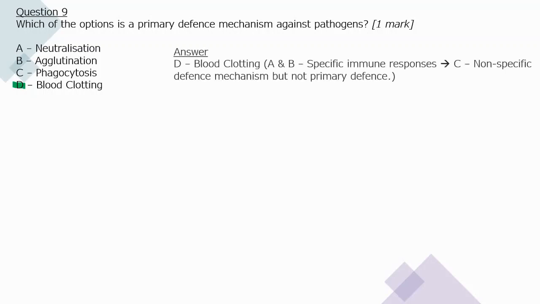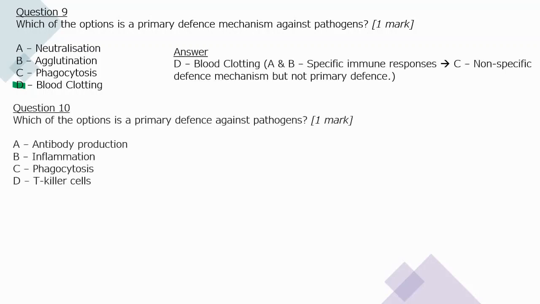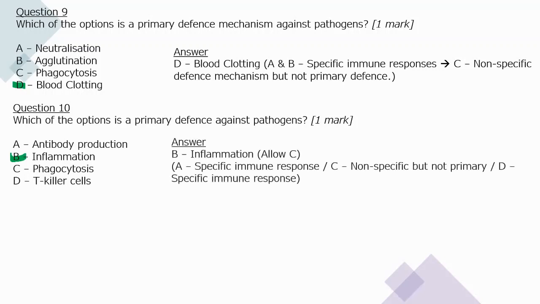And we can see our answer here. We then have our next question. So A, antibody production, B, inflammation, C, phagocytosis, or D, T killer cells. So another primary defense is, of course, inflammation, which is B. So antibody production is specific, phagocytosis is part of the non-specific response, and T killer cells are obviously involved in the specific response as well. So we can see our answer here.